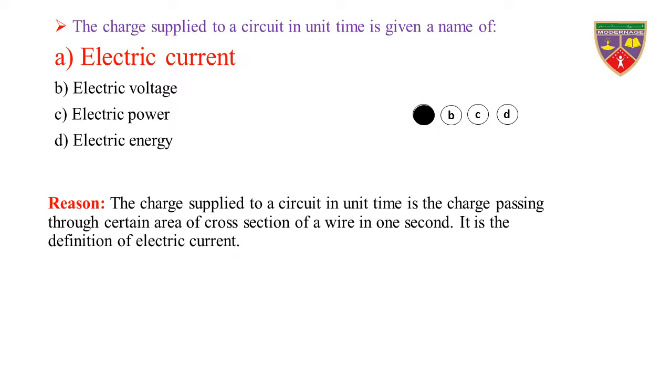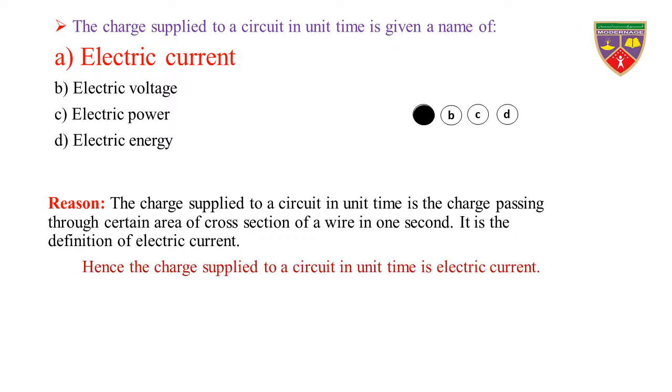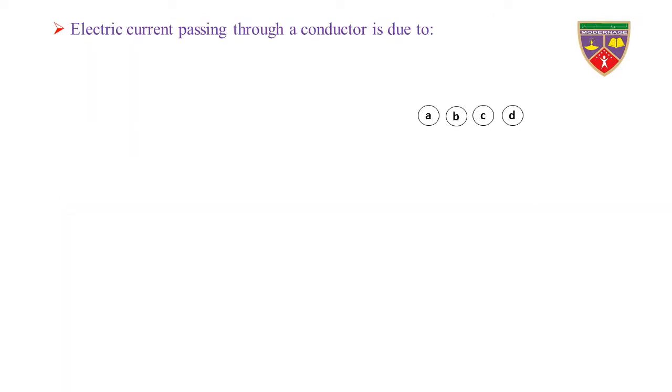The correct option is A. Reason: the charge supplied to a circuit in unit time is the charge passing through a certain area of cross-section of a wire in 1 second. It is the definition of electric current. Hence, the charge supplied to a circuit in unit time is electric current.